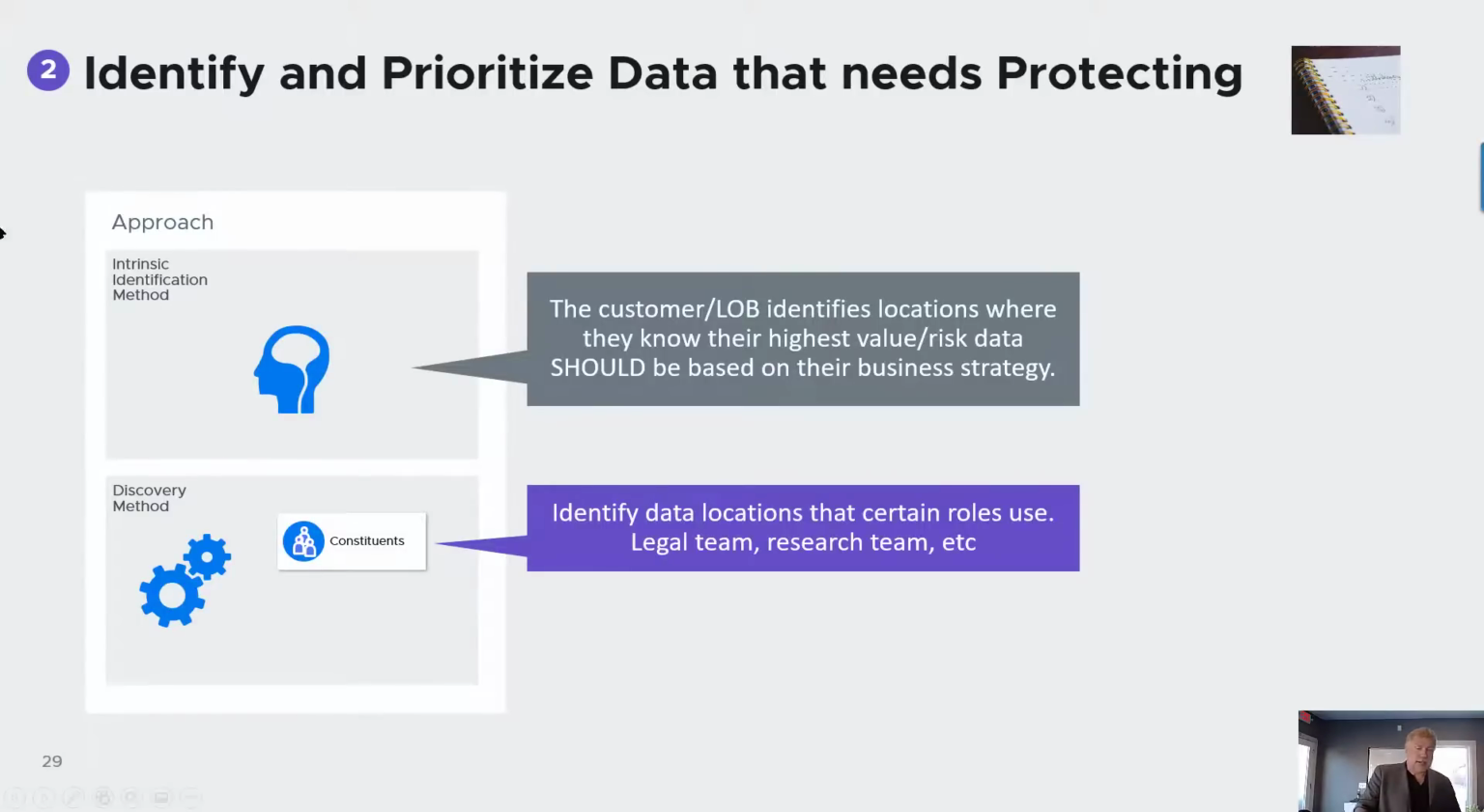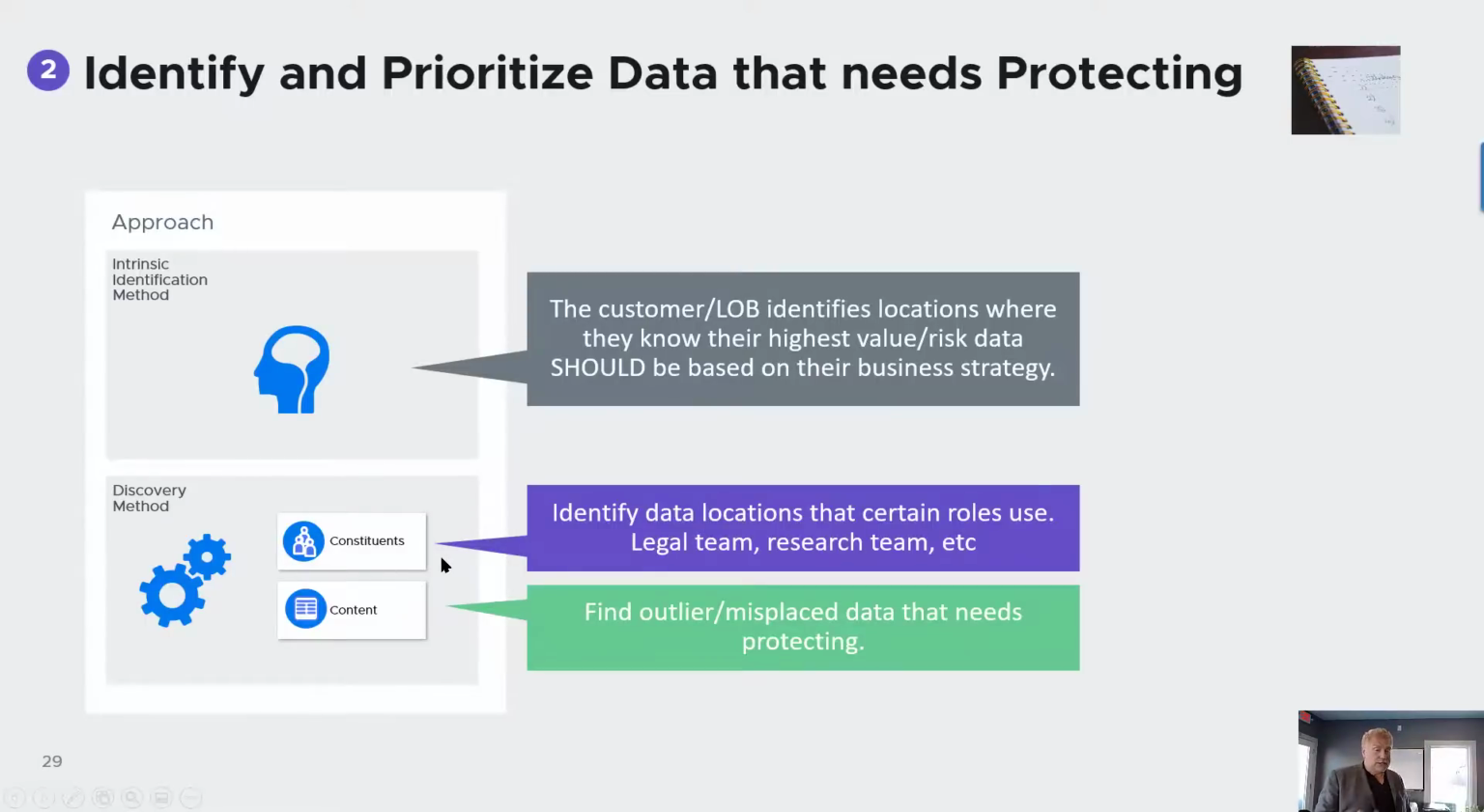The second is using a discovery methodology. Now, one methodology that you can use, there's two in here that I'm going to talk about today. The first one is a constituent basis. So, hey, I tell you what, we're going to identify data locations that certain roles use. So we're like, hey, we should probably figure out what the lawyers have access to and start doing a better job of protecting that. So again, you can see where identity and role are coming at the front of the ledger here. Secondly, within discovery is we can actually search. We may need to find outlier or misplaced data that needs protecting, or we may need to find clusters of data. So this is where data discovery and classification come in, and you can use any one or all of these in concert with each other.